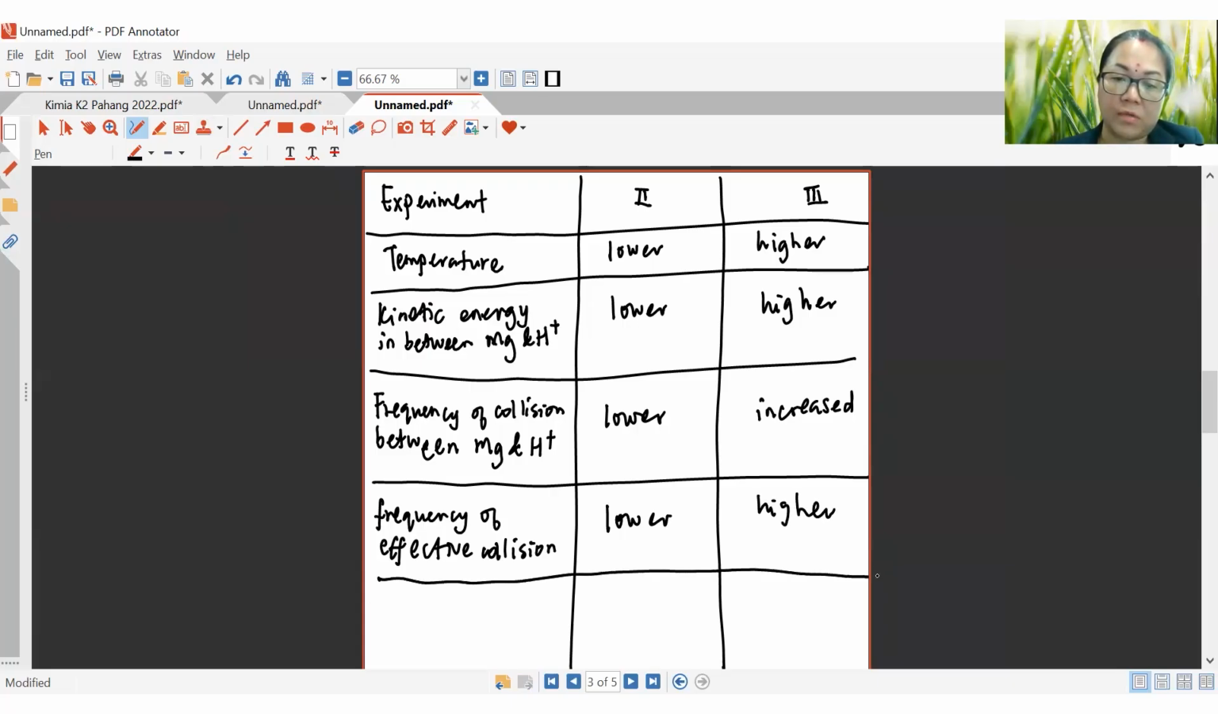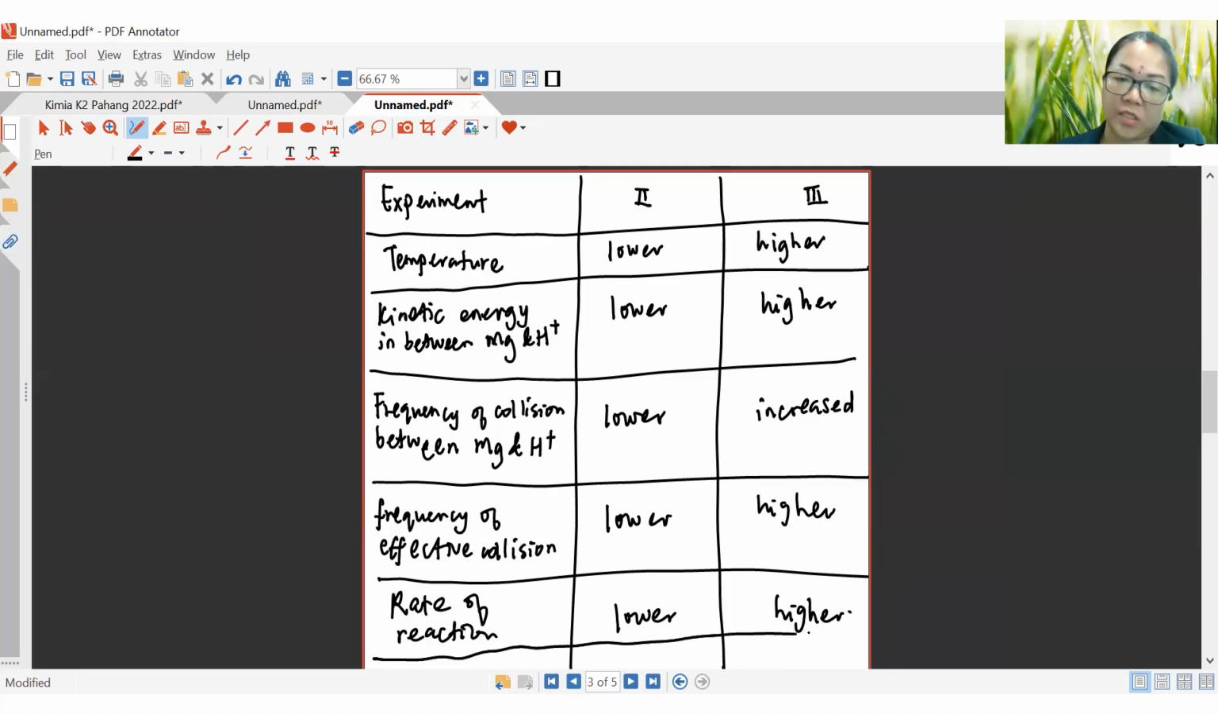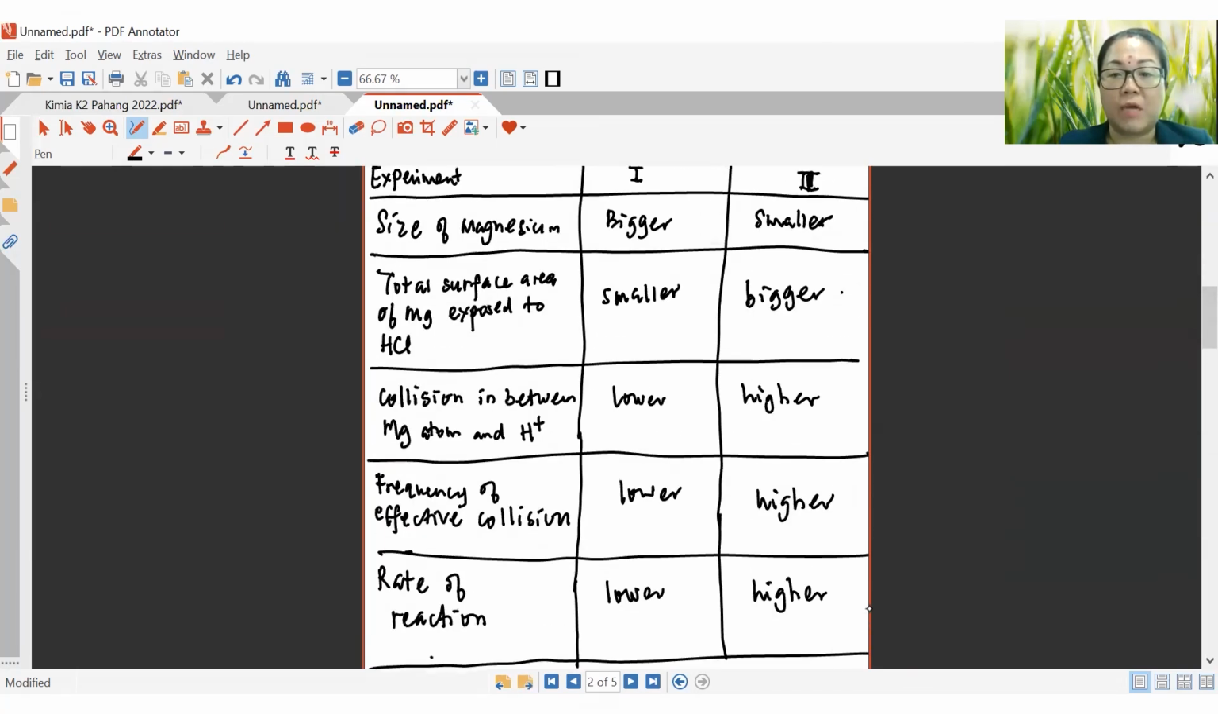So as a result, the rate of reaction is lower and higher. Okay, this is a 10-mark question. You should be happy if during your exam you are given this type of question, because you can get 10 marks easily if you really put the points down nicely. Now let's break down the marks.